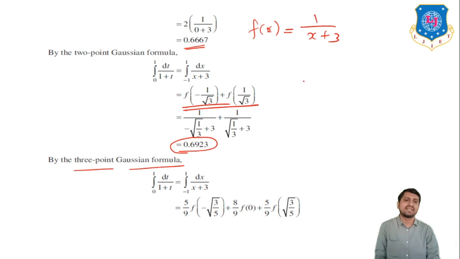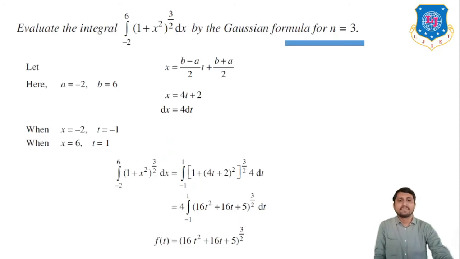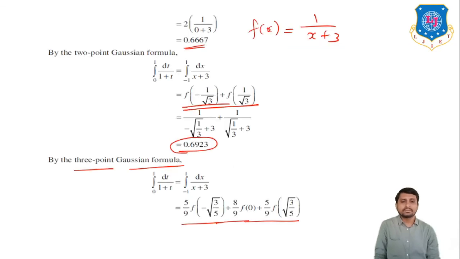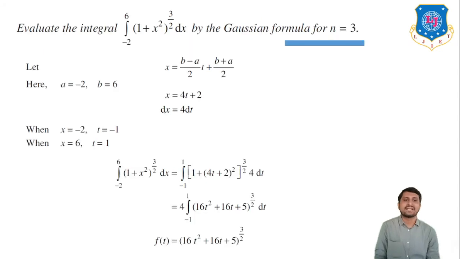F of x is once again 1 upon x plus 3. This is my formula: 5 by 9 f of minus root 3 by 5 plus 8 by 9 f of 0 plus 5 by 9 f of square root of 3 by 5. Okay, so you will easily get the answer, and that will be approximately this answer 0.6923. Clear?